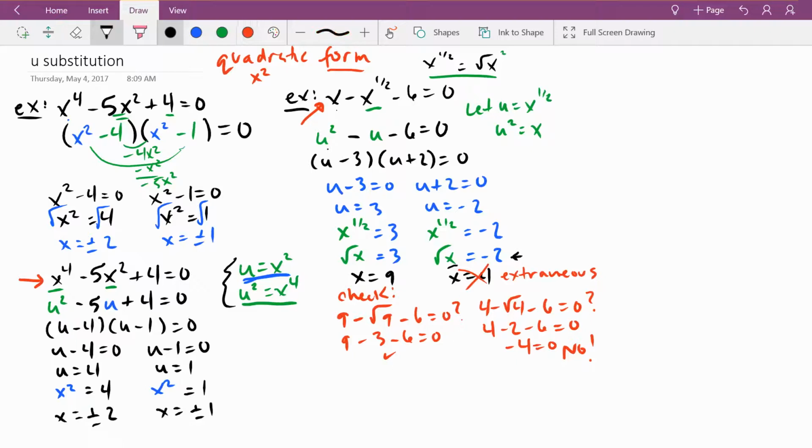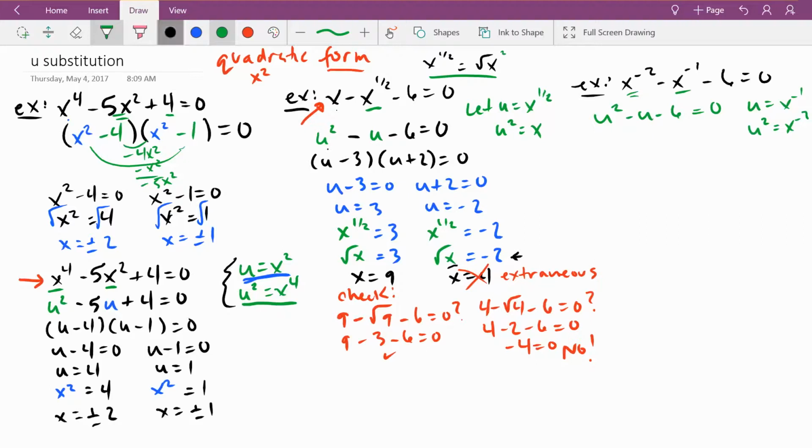Alright, another example. How about these negative exponents? I'm going to use the same coefficients just to keep this simple. Again, try letting u be that middle term. Then what is u squared? Well, if I square this, I'd have x to the -2, which is exactly what we want. So u squared minus u minus 6 equals 0.